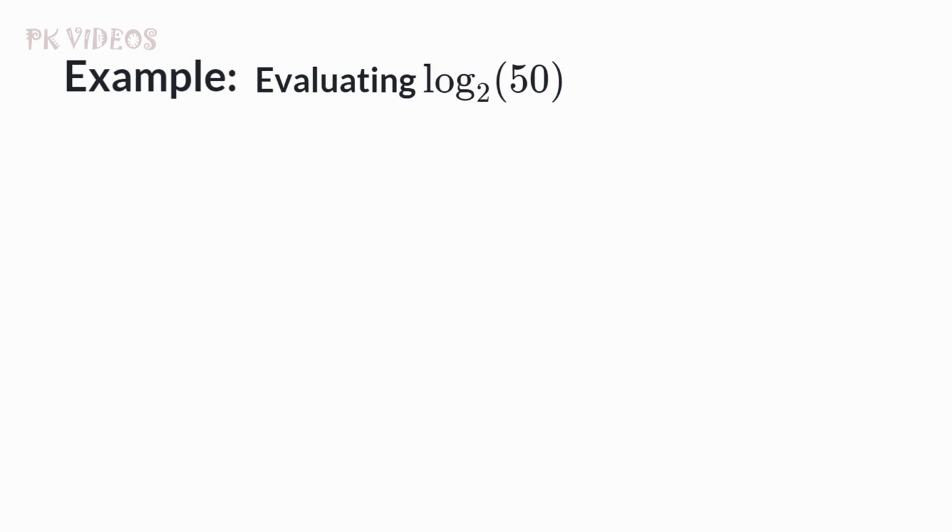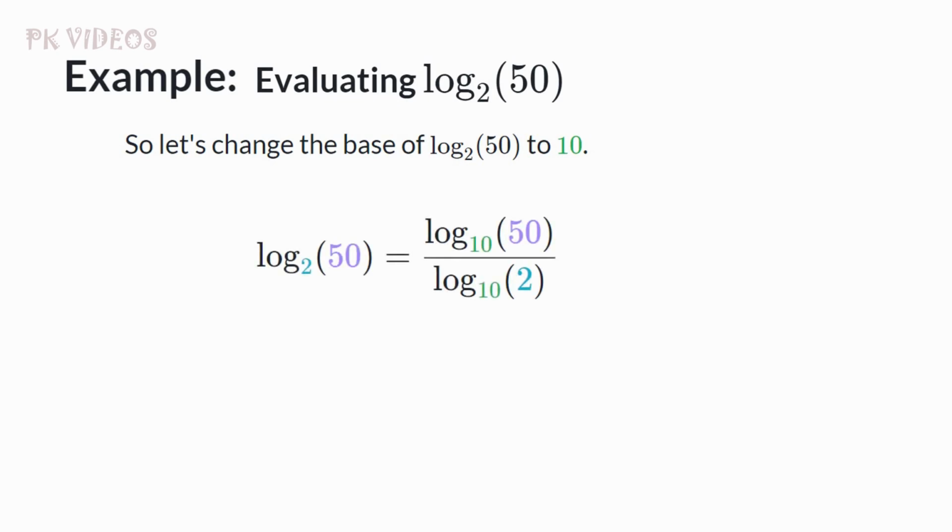Example, let us evaluate log 50 to the base 2. So let's change the base of log 50 to the base 2 to 10. Now log 50 to the base 2 can be rewritten as log 50 to the base 10 divided by log 2 to the base 10. We are changing the base from 2 to 10. And in this case, the original argument 50 is taken as the argument of the numerator, and the original base 2 is taken as the argument of the denominator, log 2 to the base 10.